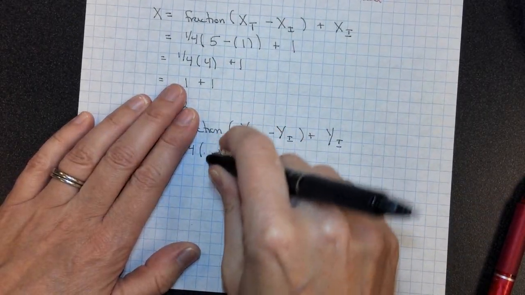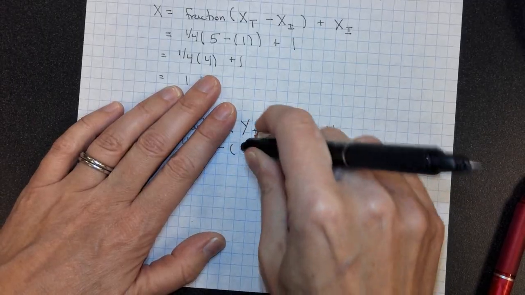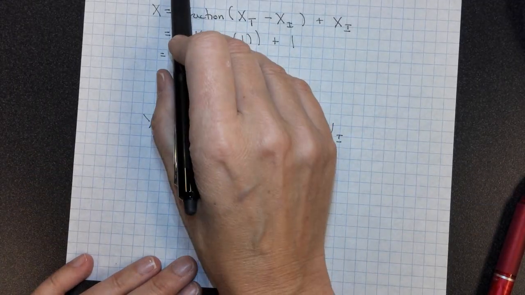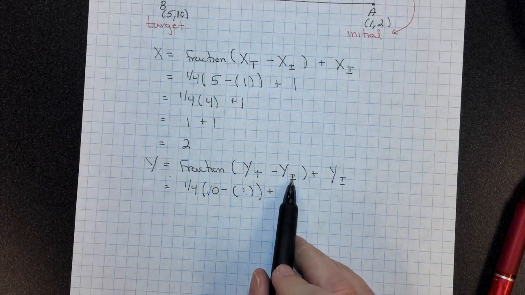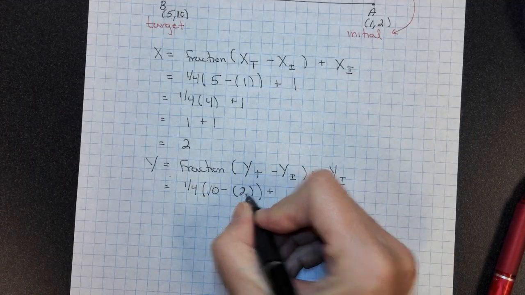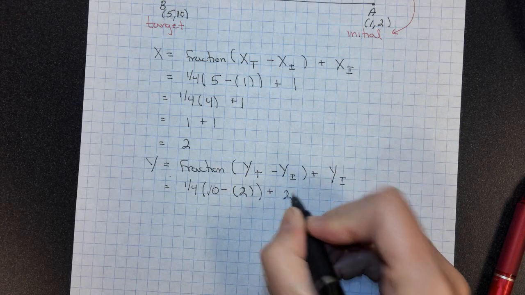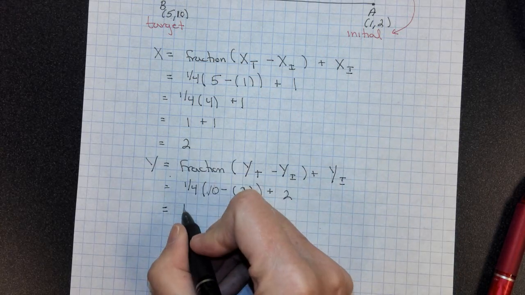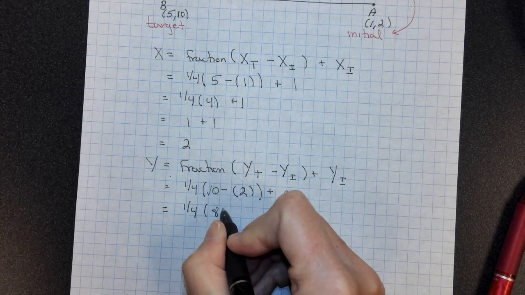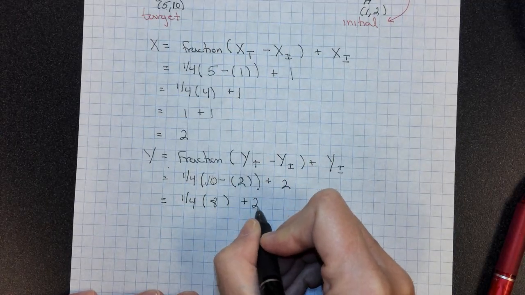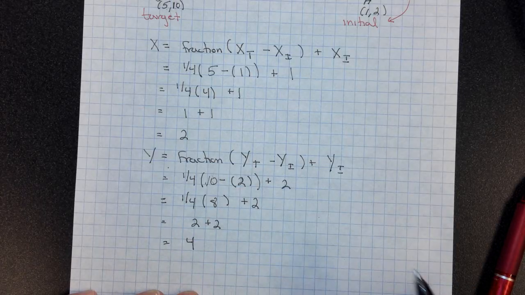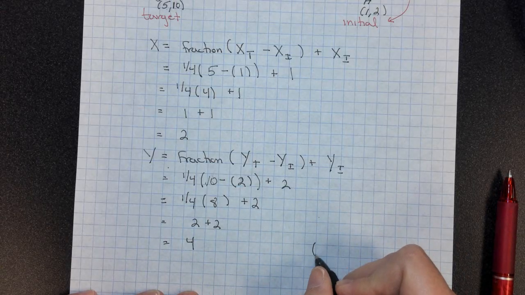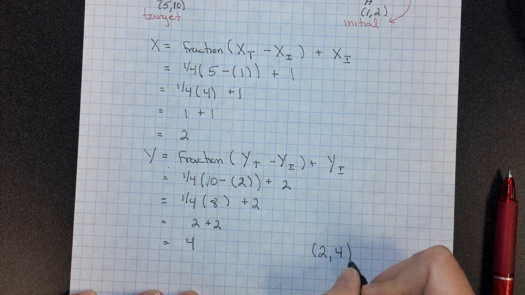Our target, let's do this again. The target y is 10, and the y initial is 2, plus the y initial. 1/4 of 8 plus 2. 2 plus 2 is 4. So that means the point is (2, 4).